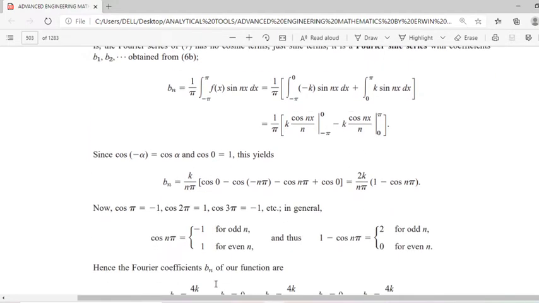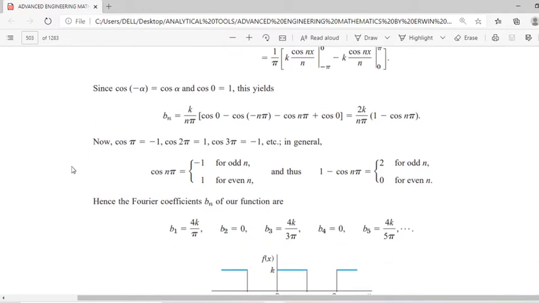Okay, bn is equal to, the equations are coming 2 times, so we can take 2 and k outside: 2k by n pi into 1 minus cos n pi. But you know that cos pi is equal to minus 1, cos 2 pi is equal to 1, cos 3 pi is equal to minus 1, etc. So you can substitute those values here.